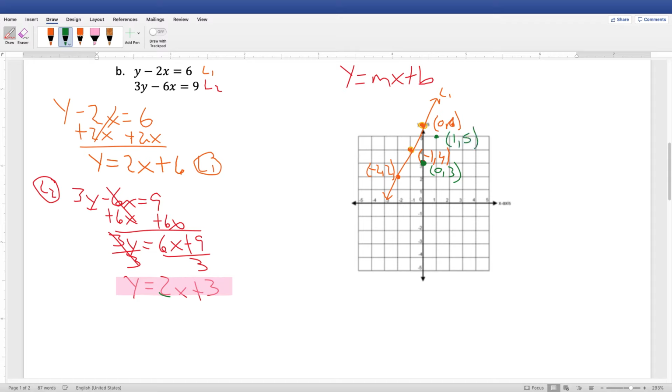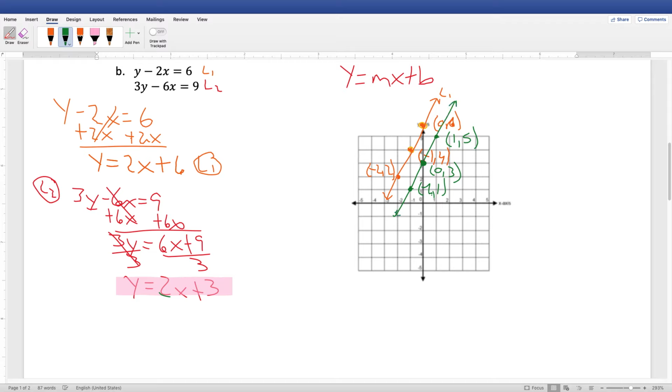Now again, I ran out of space going up. The graph was not big enough, so we're going to go down 2 and to the right 1. And that point right there is (-1, 1). Okay, now that I have 3 points, I can draw my straight line.